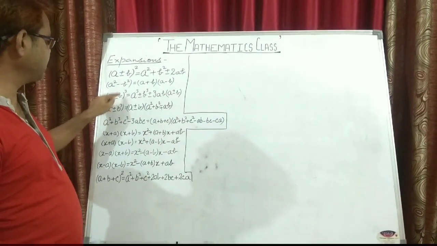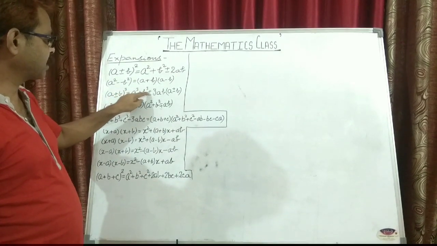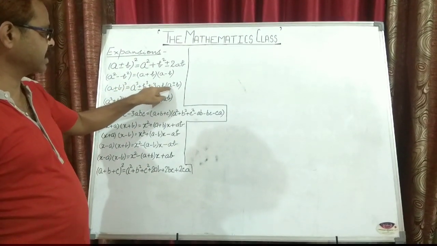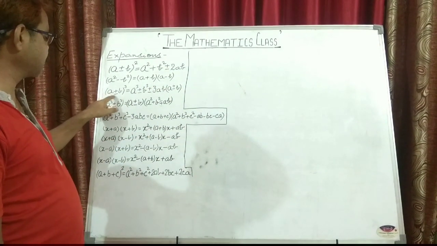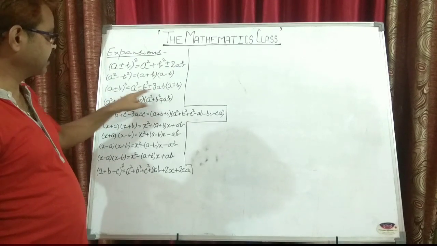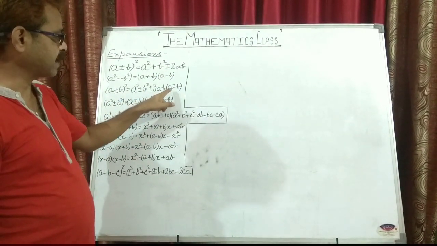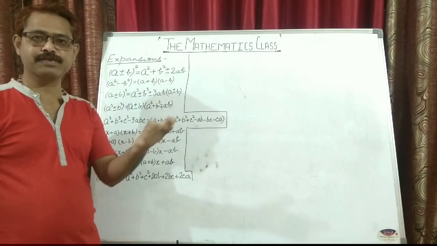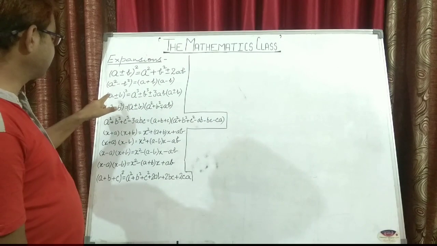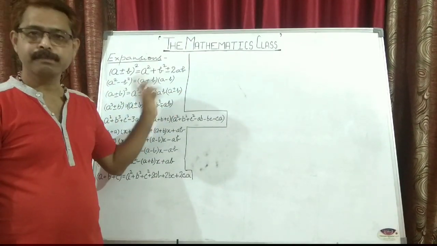(a plus b) whole cube is written as a cube plus b cube plus 3ab, and in brackets (a plus b). And if it is minus, that is (a minus b) whole cube, then everywhere you will get minus: a cube minus b cube minus 3ab times (a minus b). So you need to learn the formula. Plus and minus will be for cube. If it is plus, everywhere it will be plus. If it is minus, everywhere it will be minus.